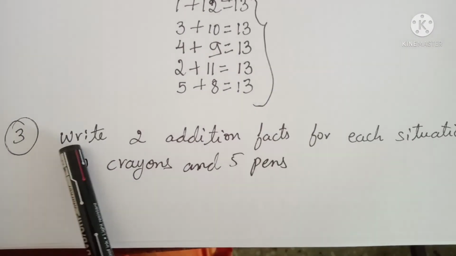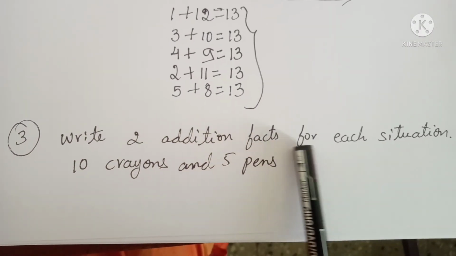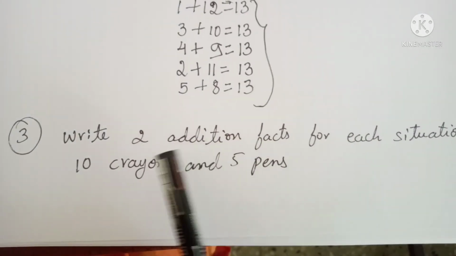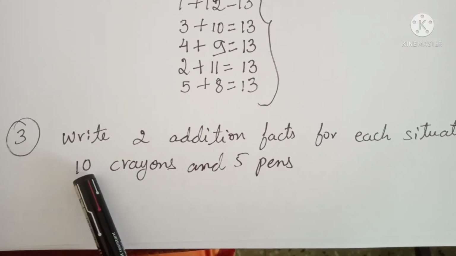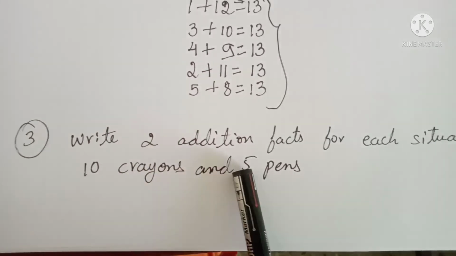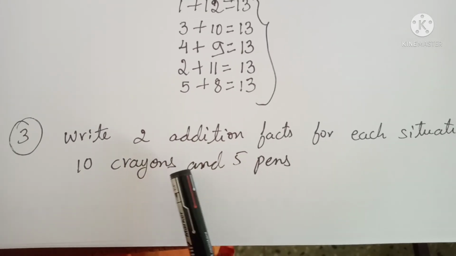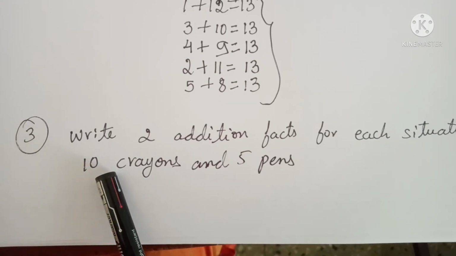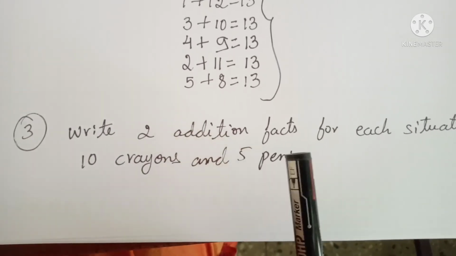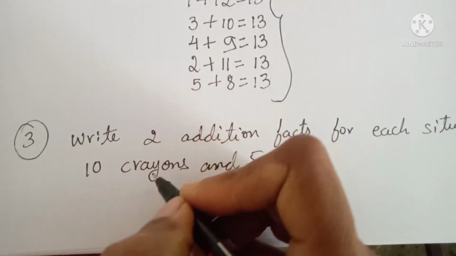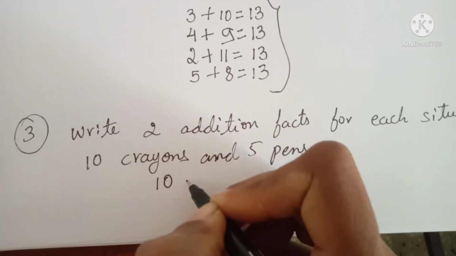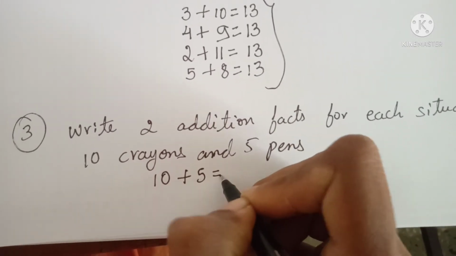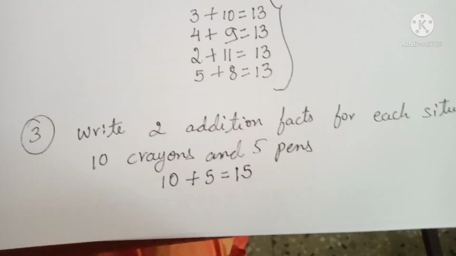Our third question is, write 2 addition facts for the following situation. Okay, here they have given one situation, 10 crayons and 5 pens. So, how to write the addition fact for this situation? First, let us add 10 crayons and 5 pens to get one addition fact. See, that is 10 crayons plus 5 pens, altogether 15 things.